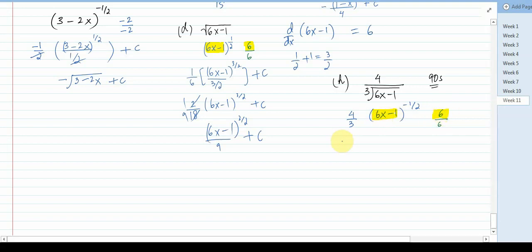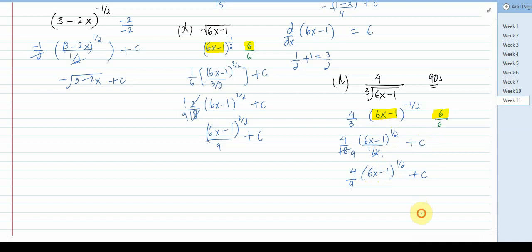So 4 divided by 3, 6 are 18. The derivative of the function is 6x minus 1. Minus 1 upon 2 plus 1 will be 1 upon 2, divided by 1 upon 2, and then plus c. Alright, we can simplify it. 2 1s are 2, 2 9s are 18. So it will be 4 over 9, 6x minus 1 with the power 1 upon 2 plus c.